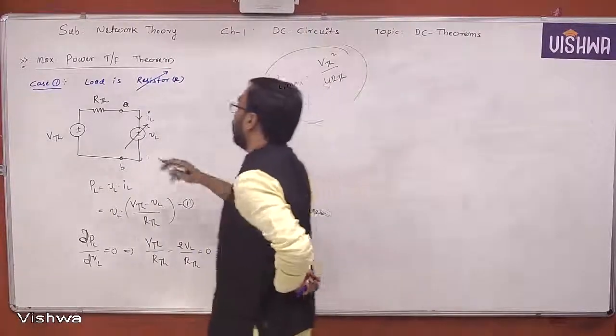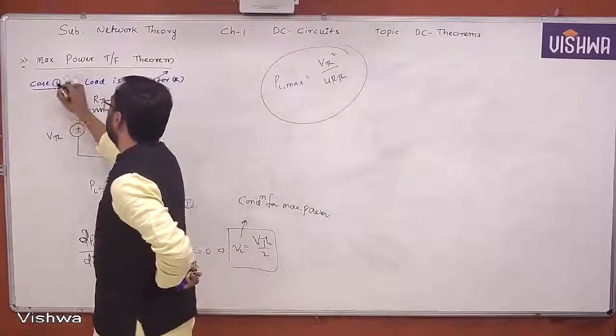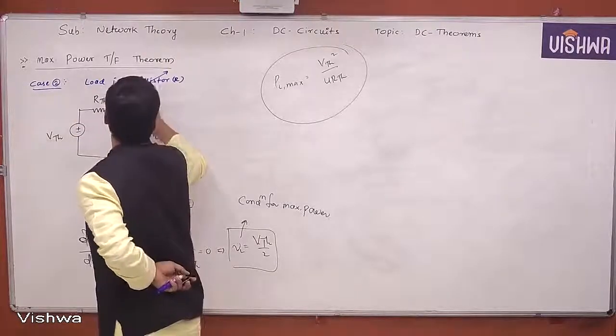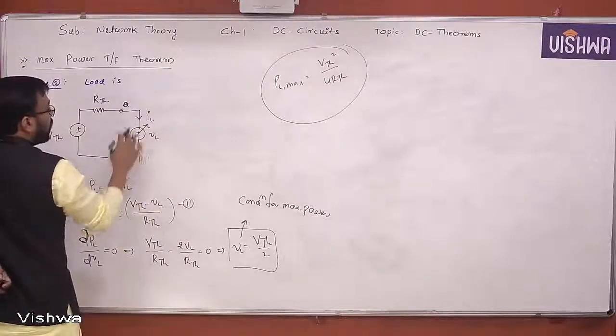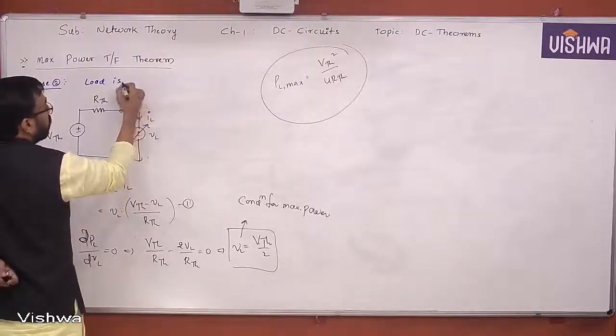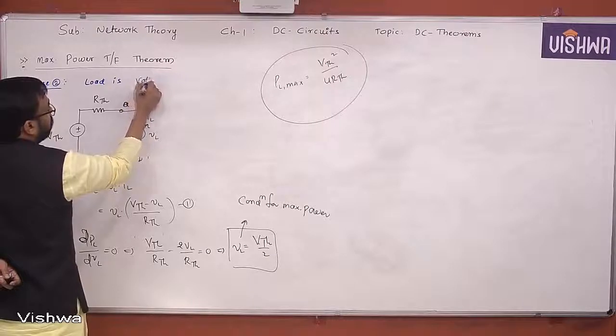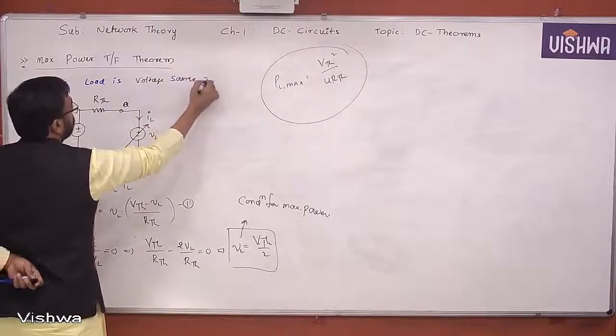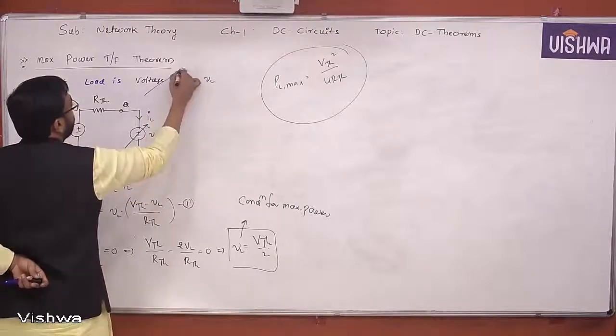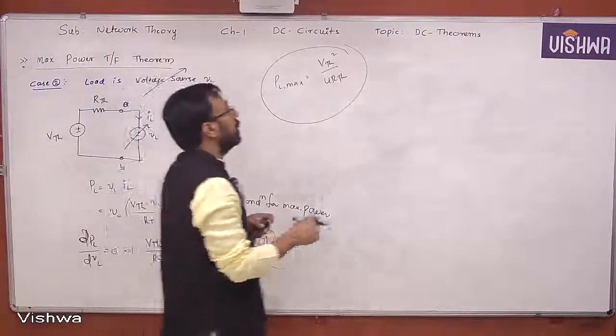Now this is case 2, right? We have seen case 2 actually. Please write it here: the load is the voltage source, right? In the earlier case we have drawn it here but we have not written it. So load is voltage source, but this is variable. Always the load must be variable.